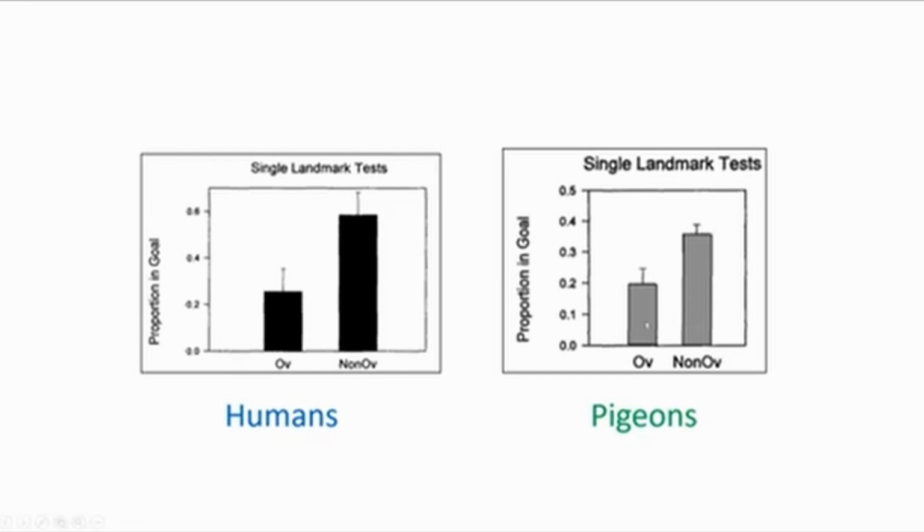So what we saw previously was pigeon data. The human data looks identical, which is really, really cool. A little bit more accurate if we compare the units on the axis. So here, humans could be as accurate as almost 0.6 of proportion in the goal, whereas pigeons were only up to like 0.35. But still, the difference between the two bars is pretty much the same, which is kind of cool that we can see that comparatively between the two species.